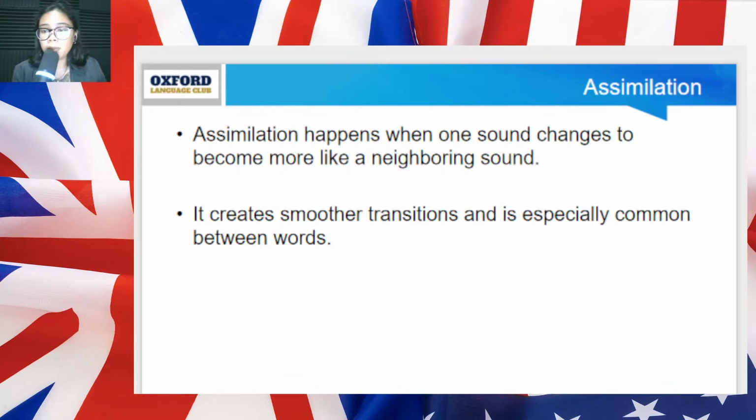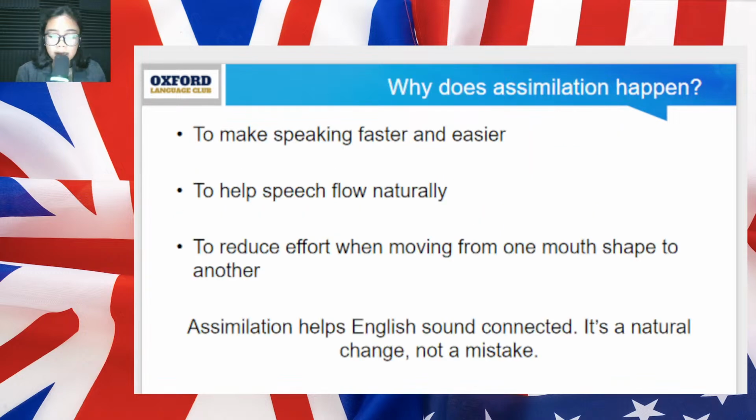Okay? All right. Now that we understand what assimilation means, by definition, one sound changes to become more like a nearby or neighboring sound. Let's move on to why assimilation happens. It gives us the main reasons behind this natural sound change in spoken English. All right. First, assimilation happens to make speaking faster and easier.